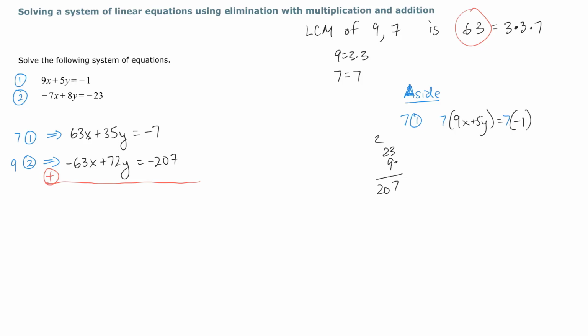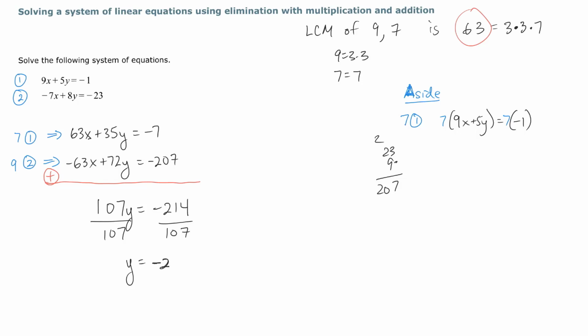So we get this new equation that says 107 times y is equal to negative 214. 107 is not 0, so we're going to divide both sides by 107, and we get y is equal to negative 2. Now, we're not done yet, so we've got to get x.